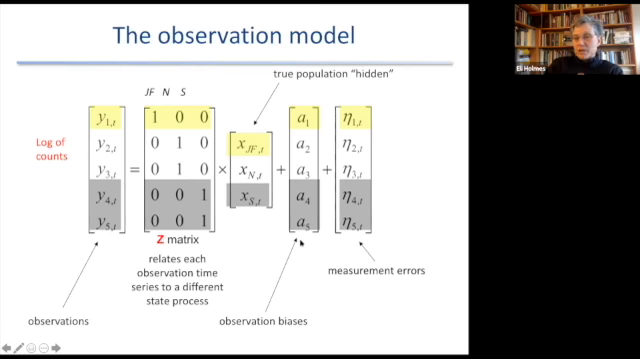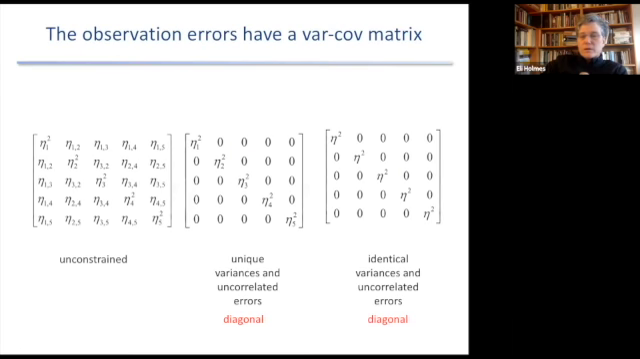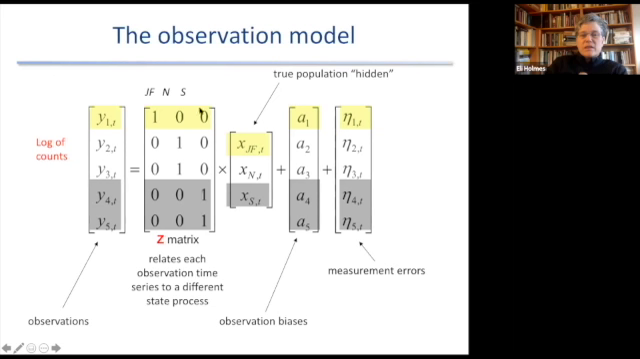Then I have my biases. We're not going to worry too much about that. We'll just let the software figure out how to deal with those for you. Okay, so that shows the mapping of my census sites onto the subpopulations. Now I need to think about what assumptions I'm going to make about these measurement errors.